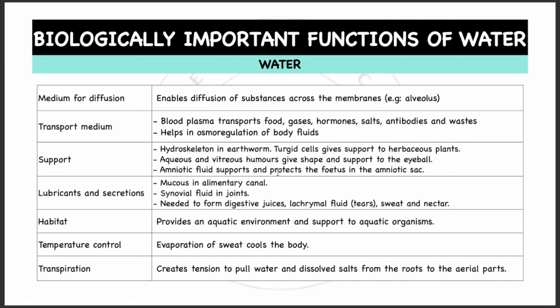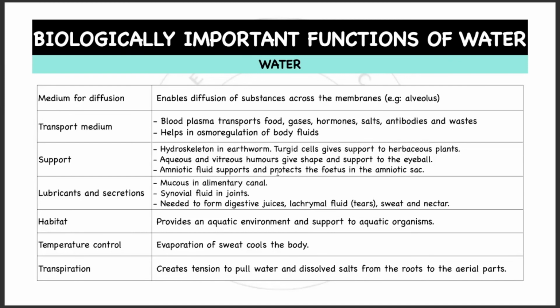Support. So for earthworm, because they don't actually have skeleton, they have hydroskeleton, so it's important support for them. And also for herbaceous plants, basically plants which don't have cell wall, these turgid cells is actually what gives support. And the aqueous and vitreous humor, they consist mainly of water. They give shape and support to the eyeball. So imagine if your eyeball isn't like a ball anymore.